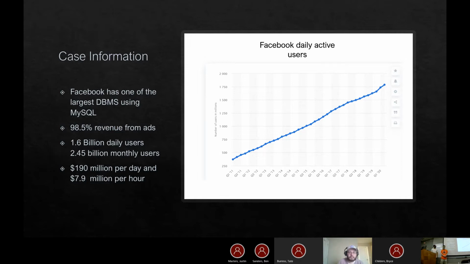Say if they have normalization issues, they won't be able to update their databases and everything, which causes problems within their databases. So they'll lose most of their revenue, and they get a solid 190 million per day.